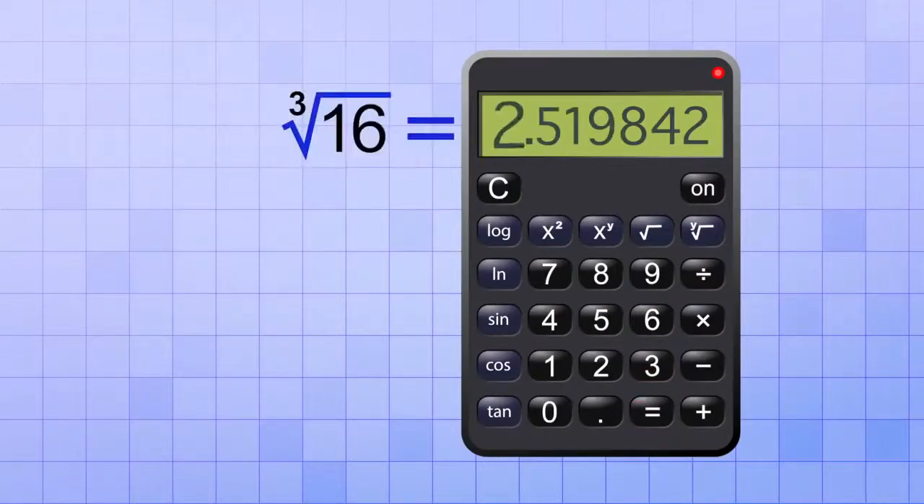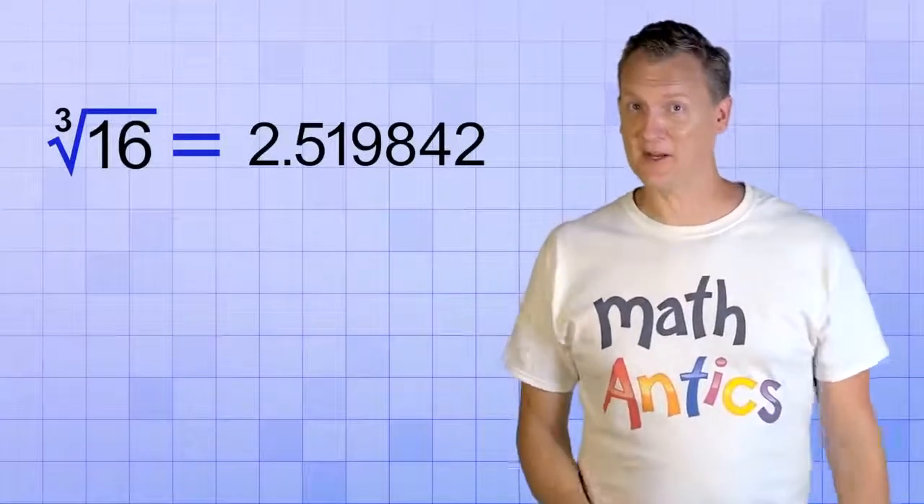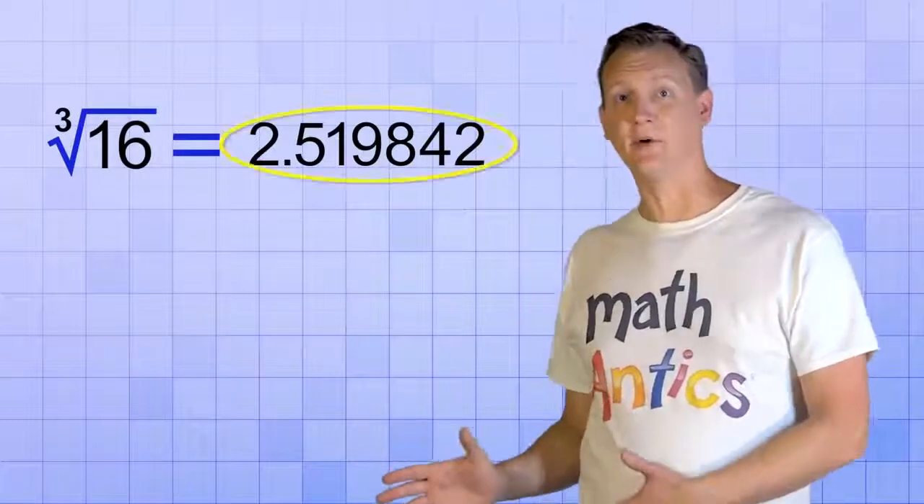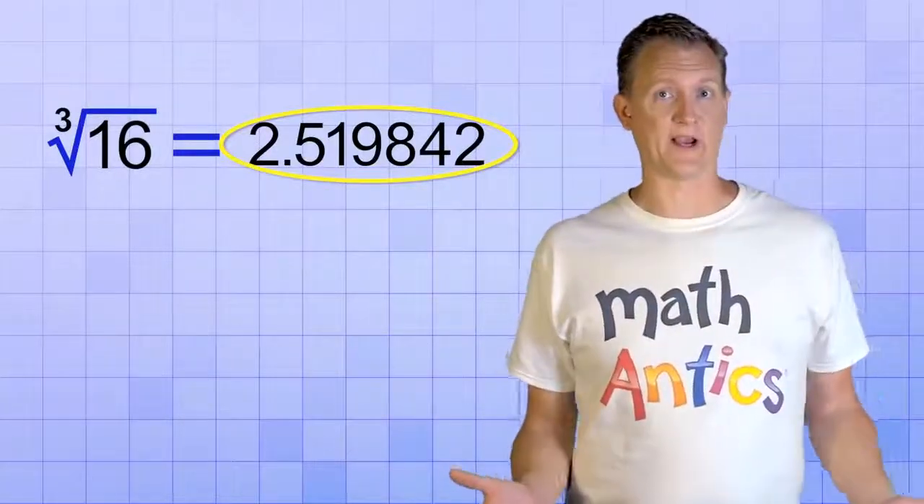The answer is 2.519842, and the decimal digits just keep on going forever. Wow, see what I mean about roots being hard to figure out? This is a really complicated decimal number, and you may even wonder if it's the right answer.